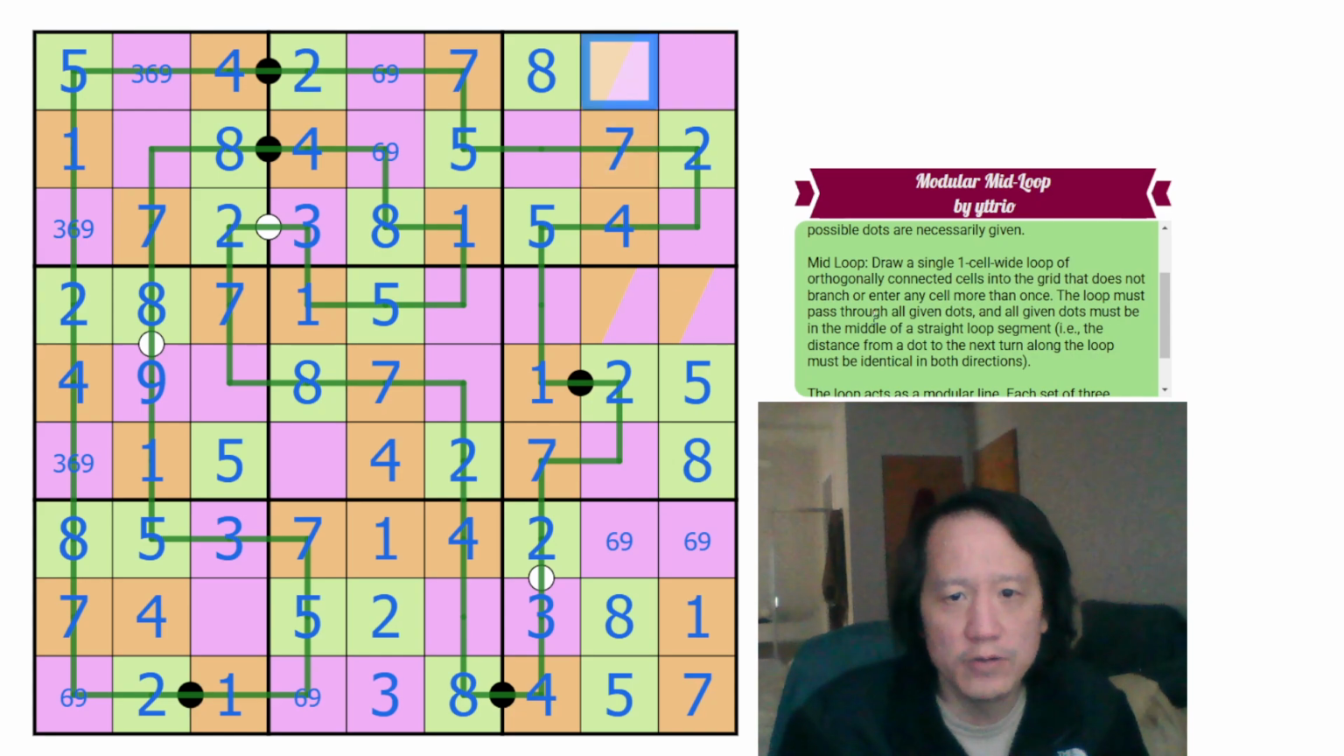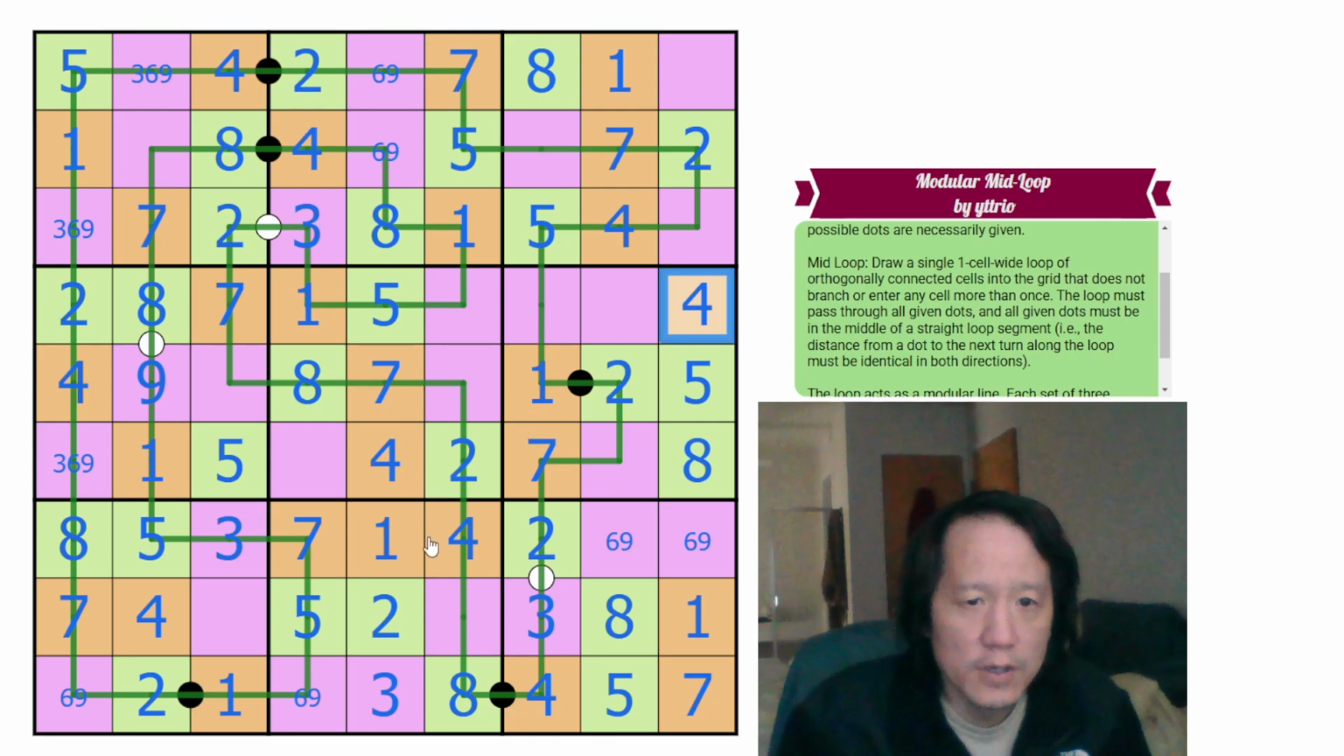This has to be pink, which means this can't be pink, so this is orange, which leaves this must be a 1. We have 3 oranges in column 8, so this cannot be orange. This must be pink, which means this can't be pink. This is orange, which means this is the last orange, so that's a 4. And now we have to fill in the 3s, 6s and 9s.